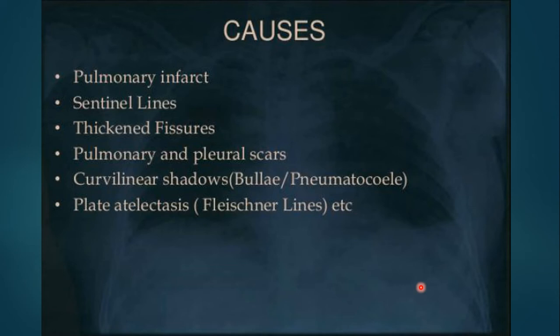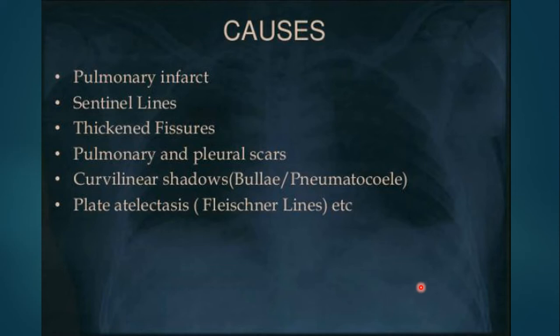So what are the causes of the linear and band shadows? The pathological causes. There are normal structures that may cause linear shadows, like the blood vessels, as we said. The pathological causes include pulmonary infarct, what's called sentinel lines, we will talk about them in a moment, thickened fissures, pulmonary and pleural scars, curvilinear shadows of bullae and pneumatoceles, and plate atelectasis, what's called Fleischner lines.